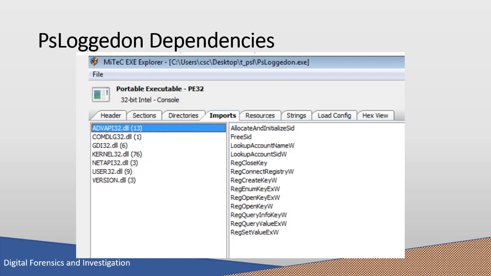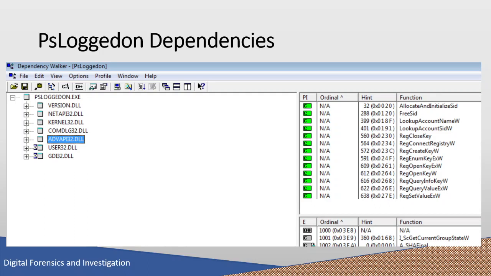Here is a screenshot of MiTeC EXE Explorer, which is looking at the dependencies of the PsLoggedOn executable. When MiTeC was running and the PsLoggedOn executable was executed, it captured all the DLL files that were needed for PsLoggedOn. You can see that PsLoggedOn needs 7 DLL files to access on the operating system. The same results can be achieved by using Dependency Walker. When Dependency Walker was running and the PsLoggedOn executable was executed, again it captured the same DLL files that were needed for PsLoggedOn to run on a system.